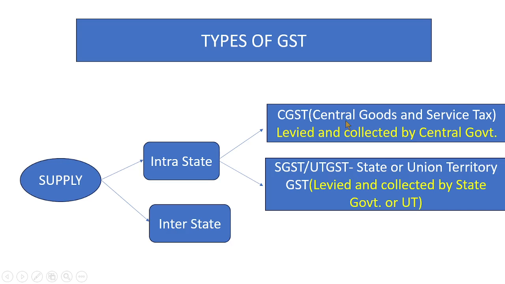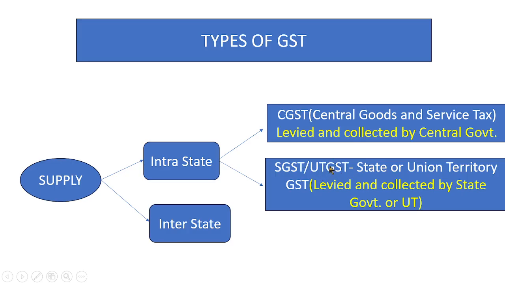CGST means Central Goods and Service Tax, and CGST is levied and collected by central government. SGST is State Goods and Service Tax, which is collected by state government. UTGST means Union Territory GST. So for intrastate sales, that is the sale is happening within the state, there are two types of GSTs applicable, CGST and SGST. Within a state, CGST and SGST. Within a union territory, CGST and UTGST.